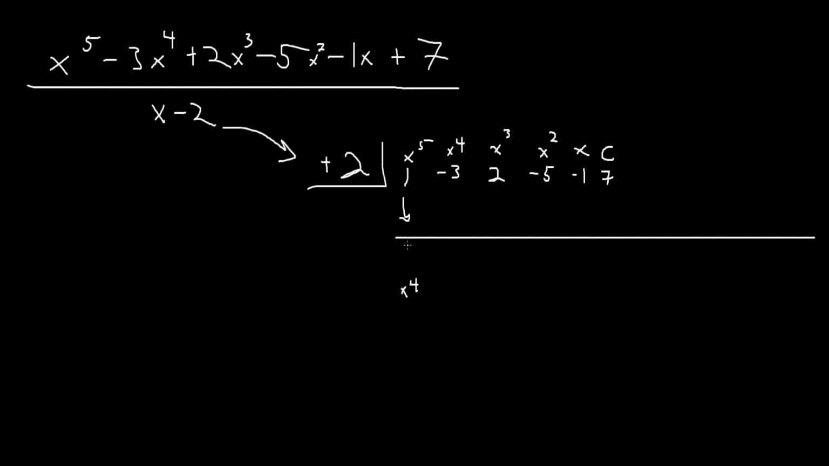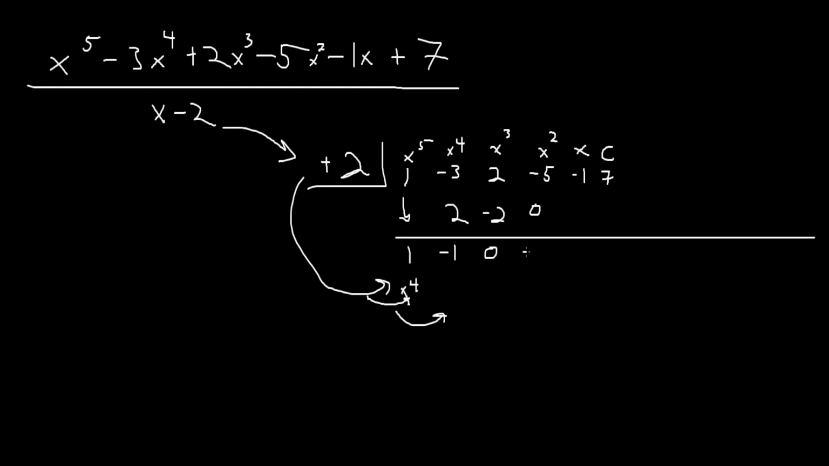So 1 is 1. I'm glad we established that. 1 times 2 is 2. Excellent. -3 plus 2 is going to be a -1. -1 times 2 is going to be -2. So we got a 0 here. That's neat. Then 0 times 2 is 0.